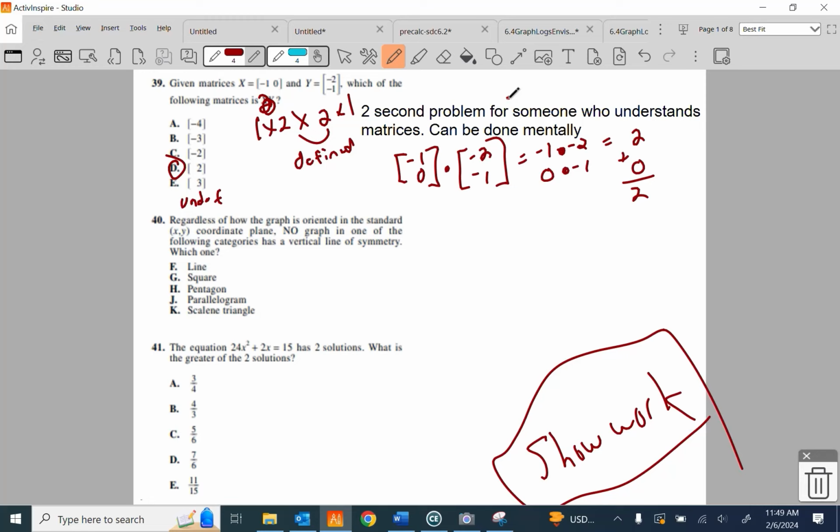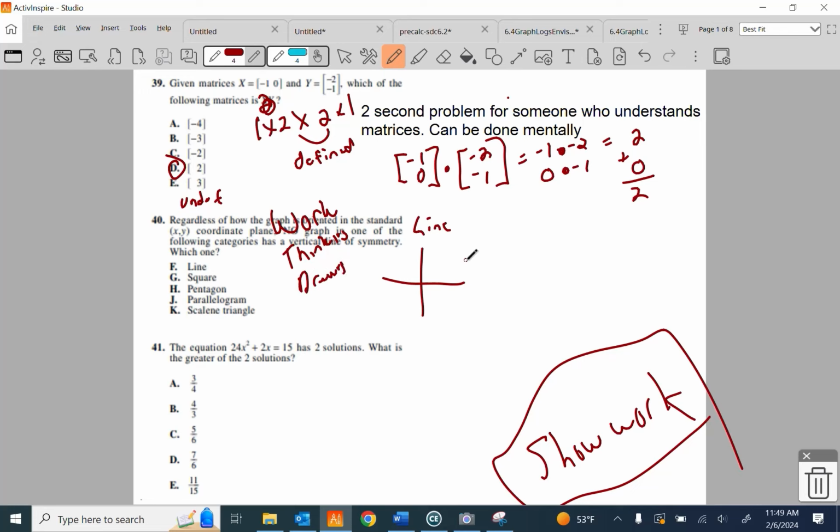Regardless of how the graph is oriented in the standard XY axis, no graph in one of the following categories has a vertical line of symmetry. Which one is it? Well, that's an interesting idea. Probably the parallelogram or the pentagon. Think about these things. This is the work, by the way. Work is thinking and drawing.